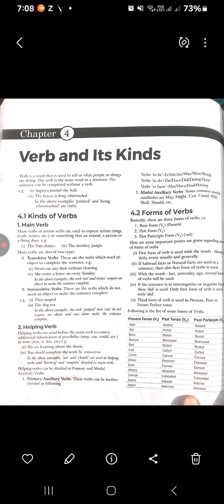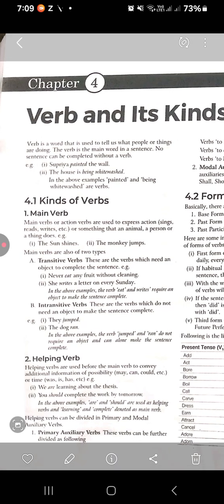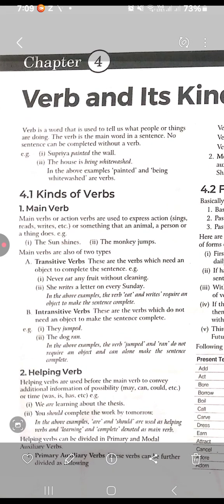So now we are going to study today verb and its kind. So what is a verb? A verb is a word that is used to tell us what people or things are doing. The verb is the main word in a sentence. No sentence can be completed without a verb. We can take an example like: Supriya painted the wall, and the house is being whitewashed.